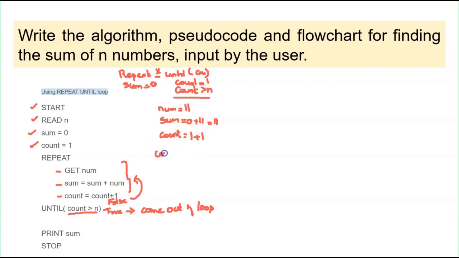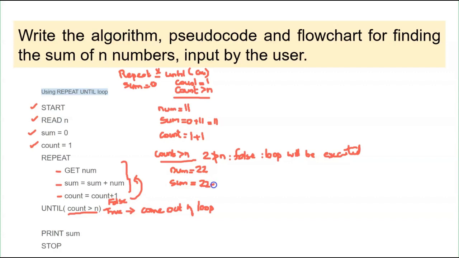Count is now 2. 2 is not greater than n. So the condition is false, and so the loop will be executed. So you will again take the next number. Num is equal to 22. Sum is equal to 22 plus 11, which is equal to 33.